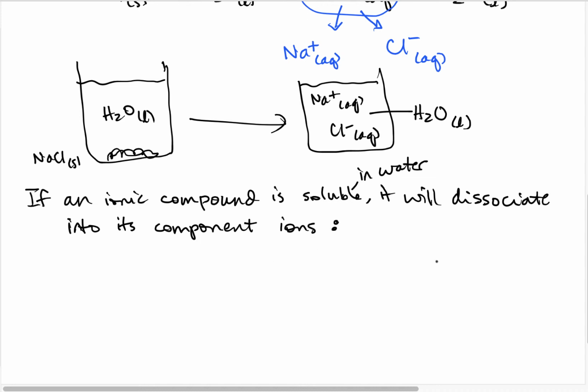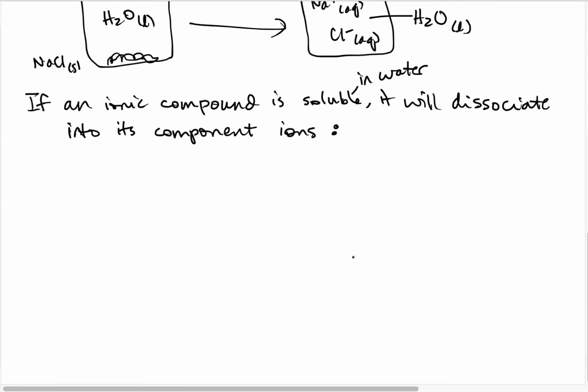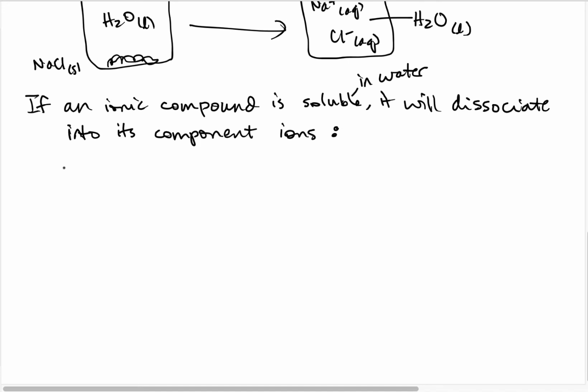So this is part of why it's important for you to know what your polyatomic ions are and to know what charges all of the things have. Let's look at another example. Calcium carbonate. This is the major component in chalk or in limestone.